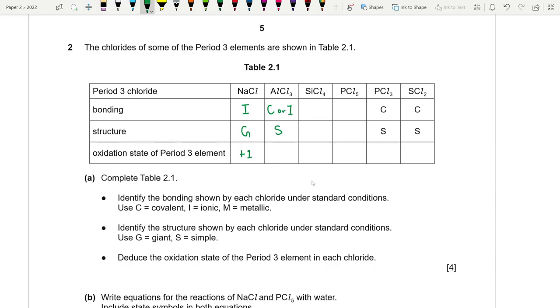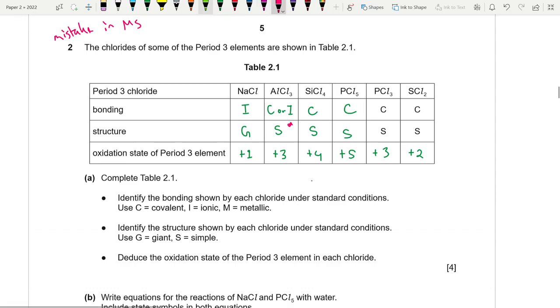Simple covalent compound. And the oxidation state is actually +3, right? In silicon, it's covalent bonding for sure. The structure is simple, right? And it should be +4 over here. It should be +5 over here. Simple structure, covalent, right? And here the oxidation number is +3 actually, and here the oxidation number is +2. Because chloride is on the right hand side of period 3, right? So it has the highest electronegativity. So chloride should have a negative oxidation number, while the other should have a positive oxidation number.